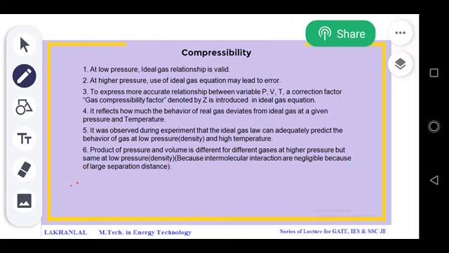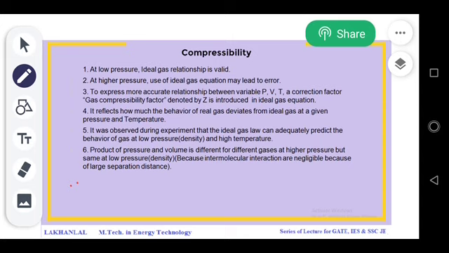Again, see compressibility. At low pressure and high temperature, the ideal gas relationship is valid. At higher pressure, use of the ideal gas equation may lead to error. To express a more accurate relationship between the variables P, V, T, pressure, volume, and temperature, a correction factor, the gas compressibility factor denoted by Z, is introduced in the ideal gas equation.